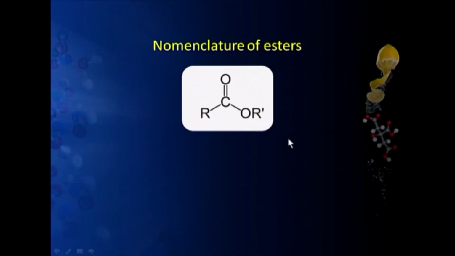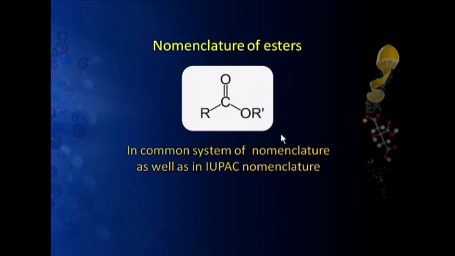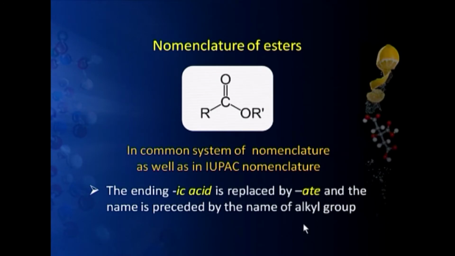Then the nomenclature of esters. Esters are the compounds in which OH has been displaced by another alcohol molecule, and for naming these compounds in the common system as well as in the IUPAC system, we first name the alkyl group that has come from the alcohol, and then we name the acid part, and the ending ate replaces the ic acid of the acid part. So, let us take the example.